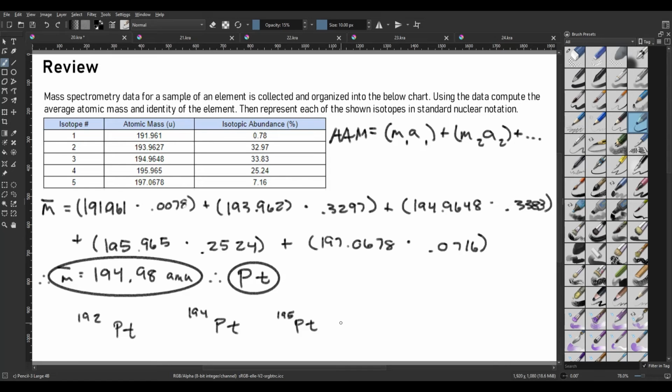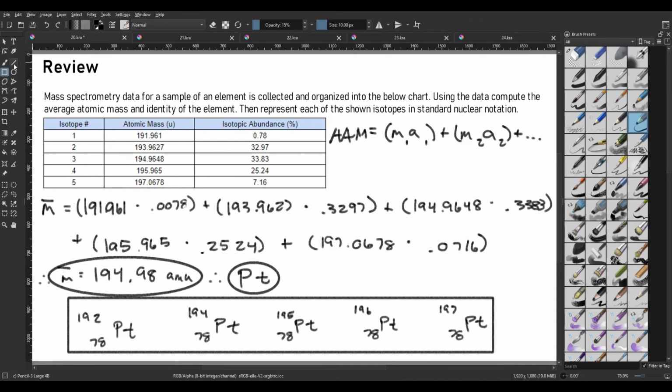95. Isotope 4 is going to be 196, platinum 196. And isotope 5 is going to be platinum 197. And of course platinum is the 78th element, so if we really wanted to be specific we could write 78 down here. It's understood that it is there because we do identify platinum with a symbol, so we don't need to include 78 there. So I'm going to go ahead and draw a square around these ones, fancy square here, and that is this practice problem answered.